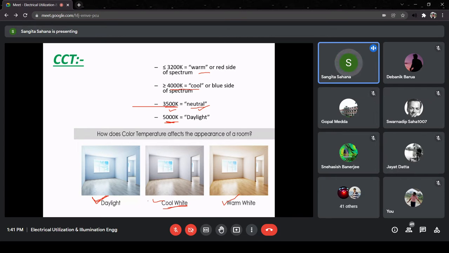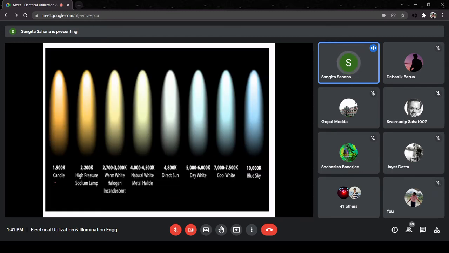So it is the same room under different lamps, with daylight, with cool white, and with warm white. You can see the candle at 1900 K. This is warm light, completely yellowish. The temperature is increasing, the CCT is increasing. You can see this one, 5000 K cool light, and under 10000 K, this is completely blue sky. So CCT and CRI, these two are properties of any light source.